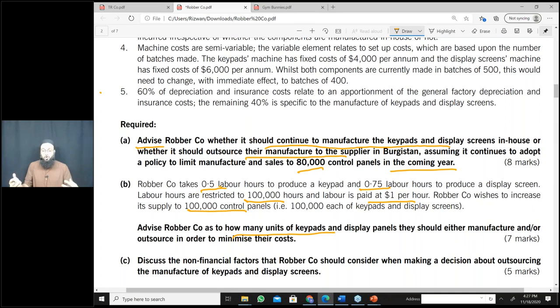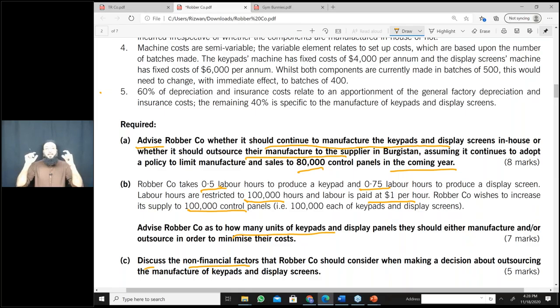You can see the restriction of the hours that is placed in part B is making this very clear that it's a limiting factor situation. Discuss the non-financial factors that Robber should consider when making a decision about outsourcing the manufacture of keypads and display screens. So yes, this is the third part, which is asking you the non-financial factors. Okay, so by reading the requirements, I'm getting a very good clarity as to what I have to do, and it's clear that it's a make or buy decision question that we are solving right now.